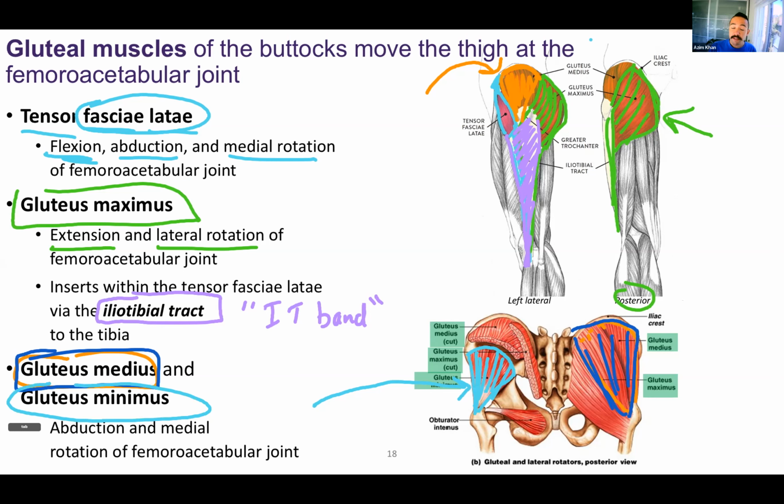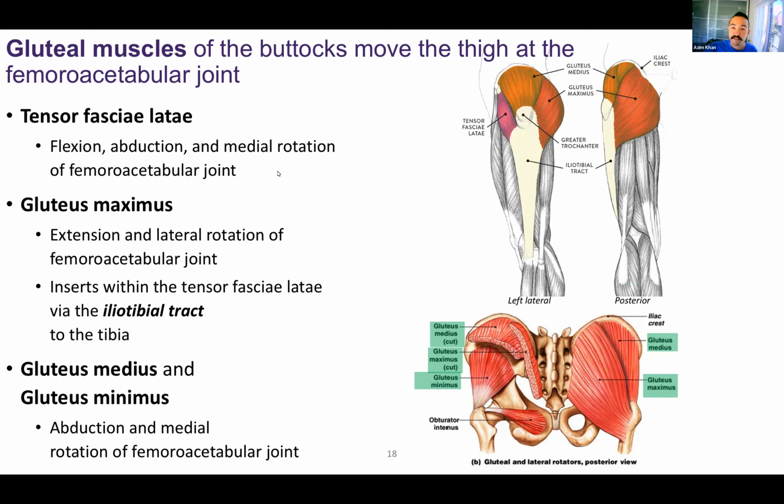Both the medius and minimus, because they're a little bit deeper, a bit more posterior, a little bit lateral, can be used for abduction, just like the tensor fasciae latae, and medial rotation. So again, just like the tensor fasciae latae, those muscles work together at the femoroacetabular joint.